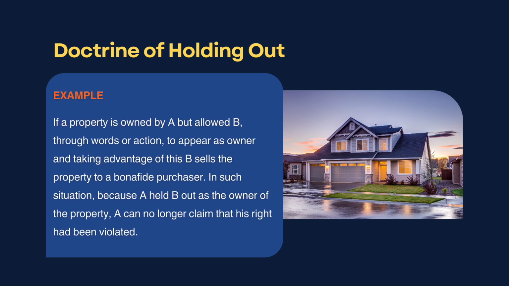For instance, if a property is owned by A but A allowed B, through words and action, to appear as owner, and taking advantage of these, B sells the property to a bona fide purchaser. In such a situation, because A held B out as the owner of the property, A can no longer claim that his right has been violated. A subsequent transferee acting bona fide with reasonable care is protected even if the immediate purchaser had notice of ostensible ownership.